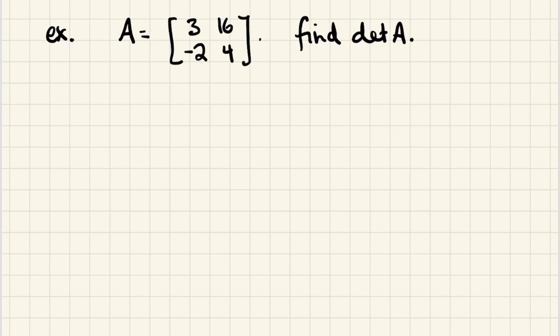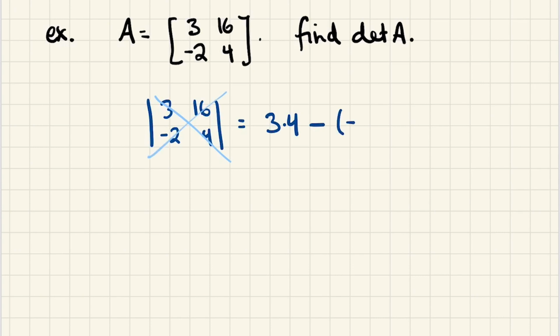All right, so the determinant of A, which we could write as vertical bar and then the matrix A. So for 2x2, it's very straightforward. It's just the diagonal entries, 3 times 4, minus the anti-diagonal entries. So -2 times 16. So this would be 12 plus 32, which is 44. So the determinant of that matrix is 44.